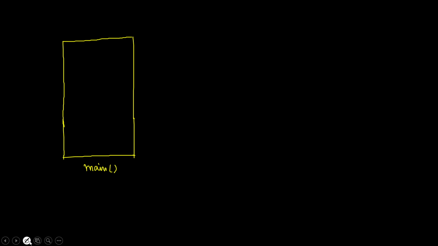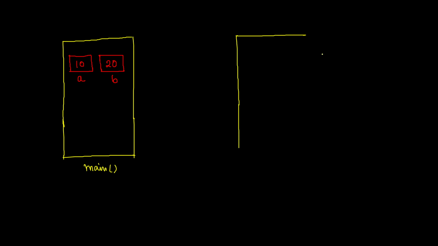and within this main function you must have two variables, A and B, at least this, up to this I know, right? And A contains 10 and B contains 20. Now, just like the main function, there will obviously be some memory space for the sum function also, where the variables of the sum function will be present.